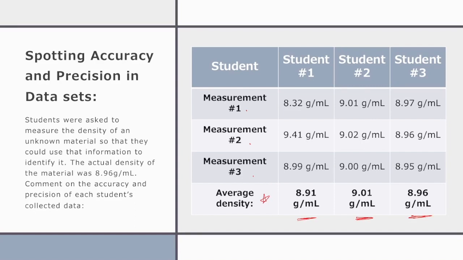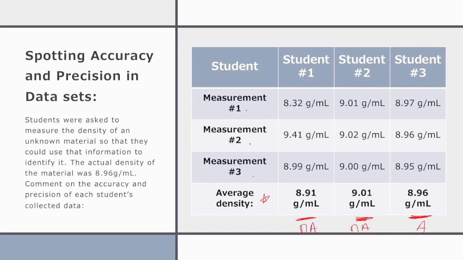And so with student number 1, as far as accuracy goes, they came close, but it's not quite 8.96. It's just a little bit lower. So not accurate for here. Student number 2, accuracy-wise, was a little bit high, so not accurate there. But student number 3 got that calculation right on. All their measurements seem to be right on. So as far as accuracy goes, student number 3 was accurate. So accurate, not accurate, not accurate.